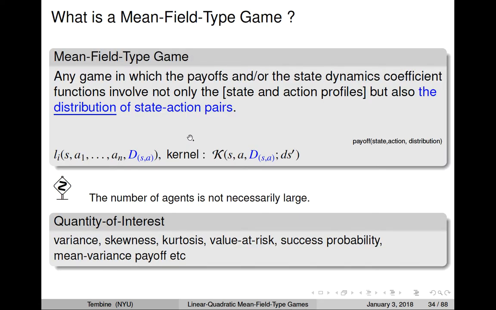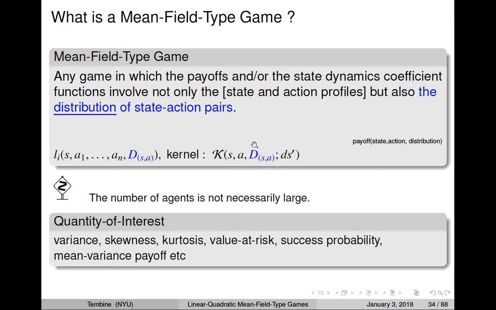So what are mean field type games? Well, now we involve more than one player. You don't need the number of players to be infinite, that's one thing. But you don't need indistinguishability either. What you need is the aggregate, and the aggregate is state and action. This could be just the state, it could be just the distribution of states, it could be just the distribution of actions, or it could be the joint distribution of state and action.